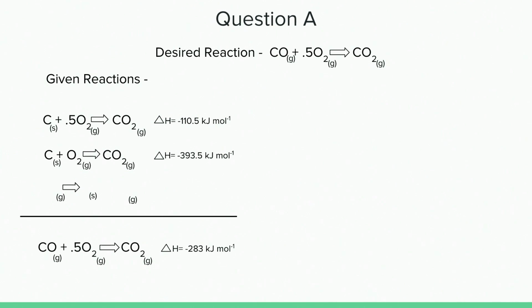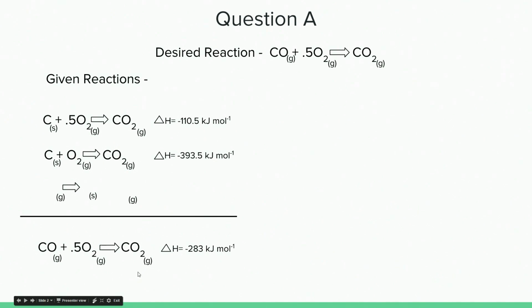Question A asks us to determine the value of the standard enthalpy change for the combustion of CO at 298 Kelvin using the following information. So the question gives us a desired reaction, and it gives us two other reactions with delta H values. And to find the delta H of this, we have to manipulate these two equations to end up being like this.